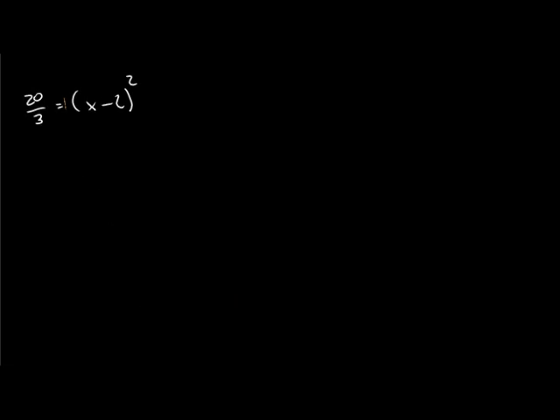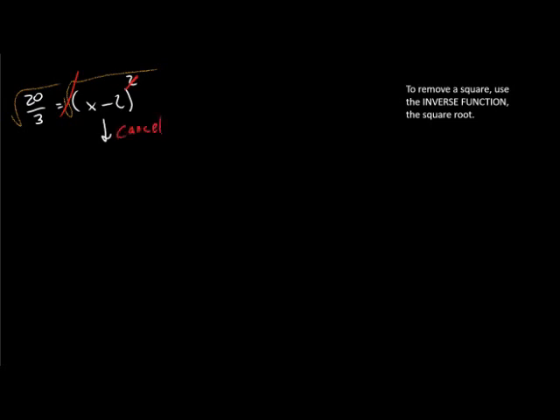In a previous video about inverse functions, we said that in order to remove a square, we must use the inverse of a square. The inverse of the square is the square root. Therefore, we will take a square root on both sides. When we take the square root of a square on the right, this will cancel both the square root and the square. When those cancel, we are only left with the inside, which is x minus 2. It is no longer squared.